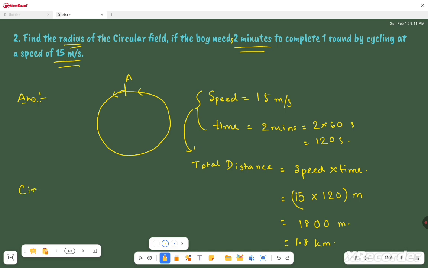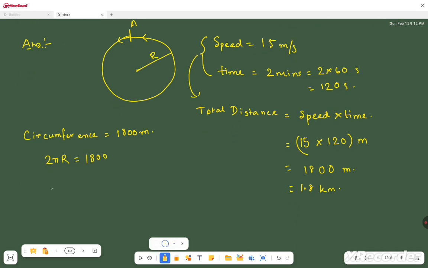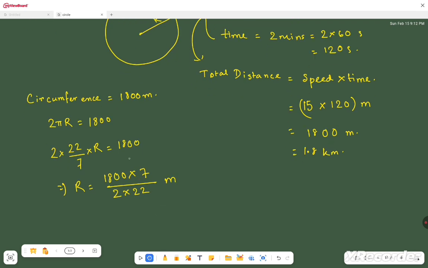So we have already calculated that the circumference of the circle is 1800 meters. I am keeping this value in meters only. Now we know the formula of circumference is 2 pi r, and r is the radius of this circle. It is asked what is the value of the radius of this circular field. So let's consider the radius of the circular field to be r. Now this equals 1800 meters. We put the value of pi as 22 by 7, into r equals 1800. So r equals 1800 into 7 by 2 into 22 meters.